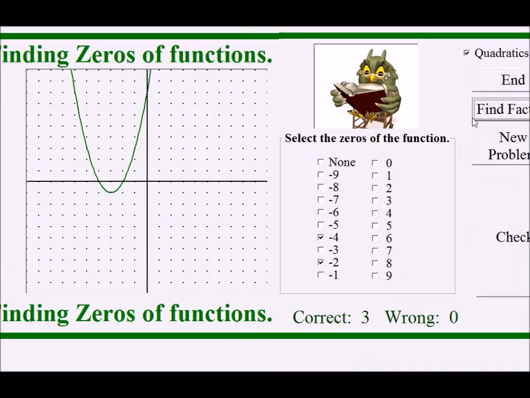So we go back to finding zeros. Finding zeros is finding where they cross. Finding factors is the quantity from which those zeros come. They can be confusing, so make sure that you get both of these straight.